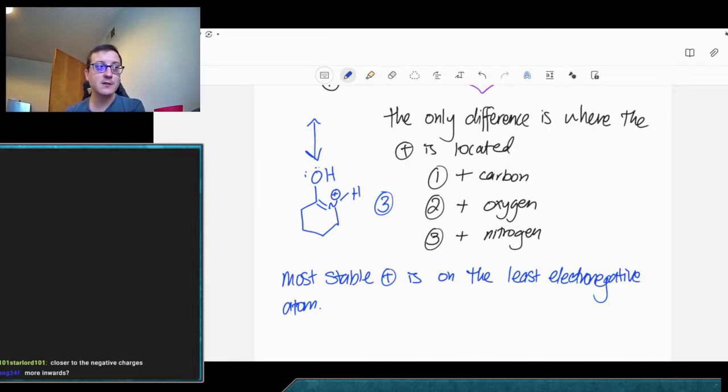With positive charges, though, we had kind of the opposite trend, right? We saw that it's best to first put it on your least electronegative atom, and then from there, you'll want it to be on a more substituted carbon if it's got to be on a carbon, and then from there, if it's got to be on a more substituted carbon, closer to a negative charge is better.